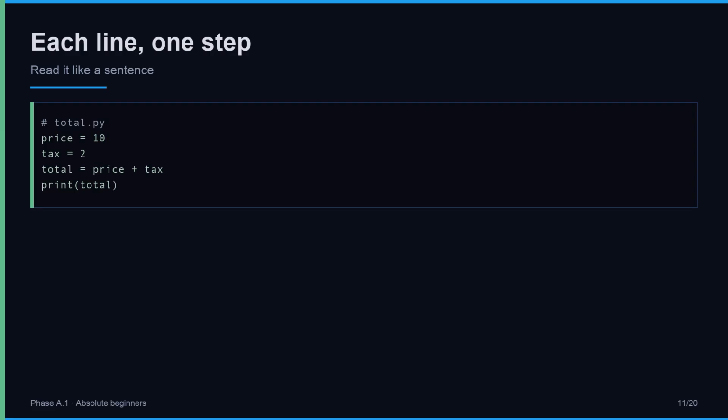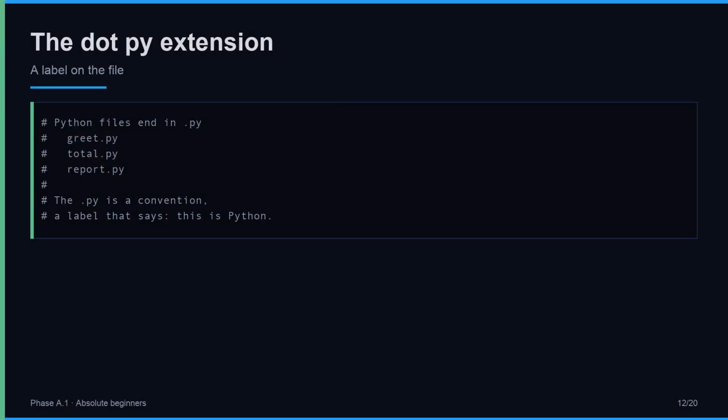One step per line. Python files almost always end with a .py extension, like greet.py or total.py. That extension is a convention, a friendly label that tells humans and tools, this file holds Python code. The extension itself does not make the file work. What matters is the instructions inside. But keeping the convention helps your editor, your operating system, and other people all recognize the file at a glance, so it is a habit worth keeping.